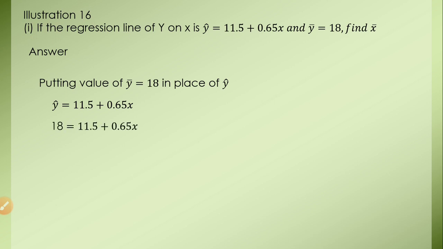Let's keep that 18 in y cap. So 18 is equal to 11.5 plus 0.65x. Let's subtract 11.5 on the left-hand side. So 18 minus 11.5 is equal to 0.65x. So 6.5 is equal to 0.65x. Now let's divide by 0.65. You can see 6.5 divided by 0.65 is equal to x. So your answer is 10.